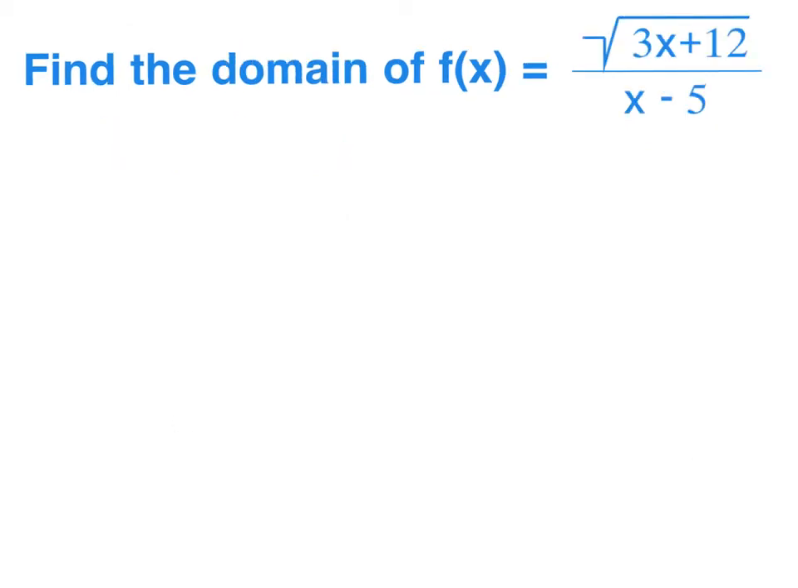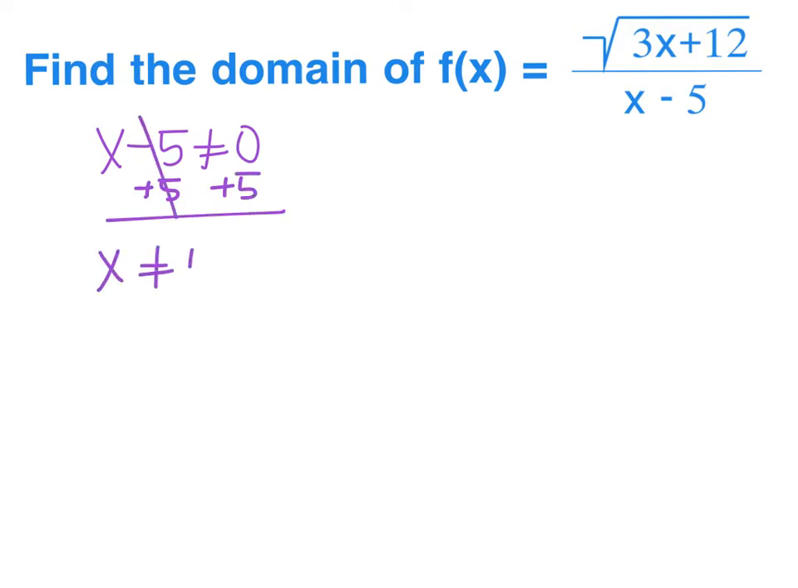So let's take a look at an example where I do have our variable in the denominator. So I have f of x is equal to the square root of 3x plus 12 all over the quantity x minus 5. Now, what I know about a denominator is that it cannot equal 0. I can set this up and add 5 to both sides. Simply put, x cannot be 5.